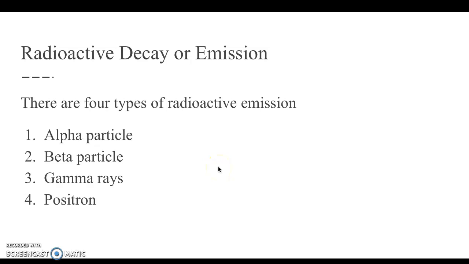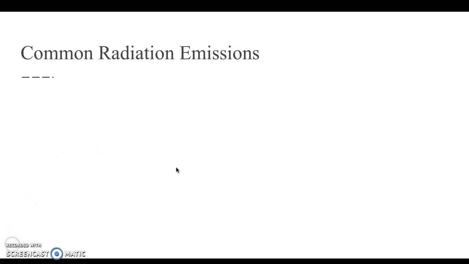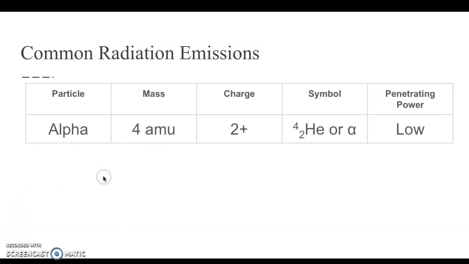Depending on the substance you're starting with will depend on the type of decay it goes through. Certain isotopes go through specific decays, which again we're going to look at in the future. We're going to look at the details about each of these emission types. You're going to need a table that is 5 columns by 5 rows with a little bit of room to write in each box. So here we're going to label across particle, mass, charge, the symbol, and the penetrating power.